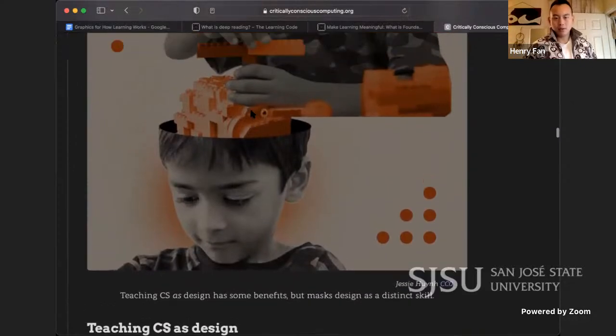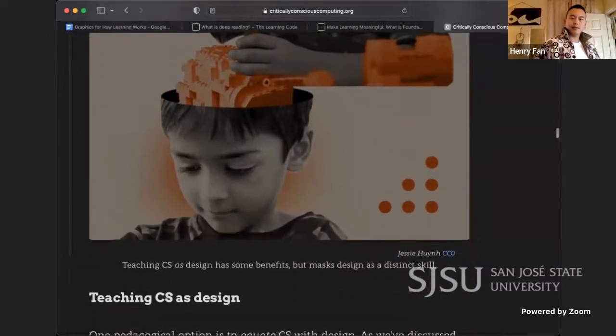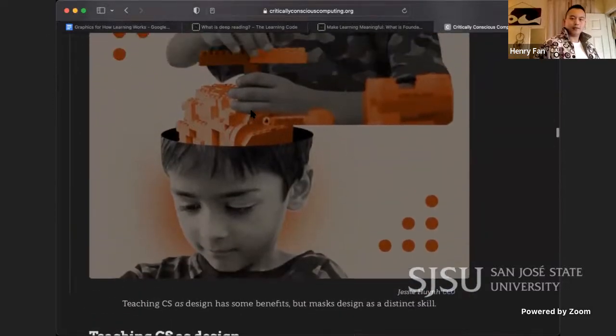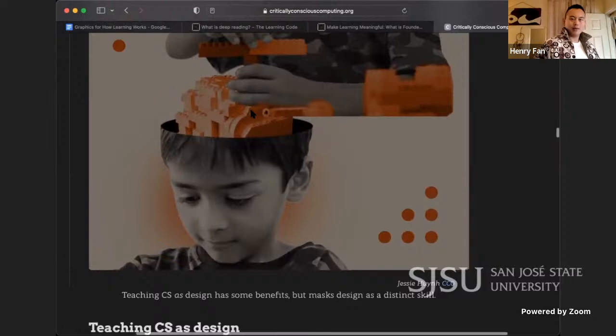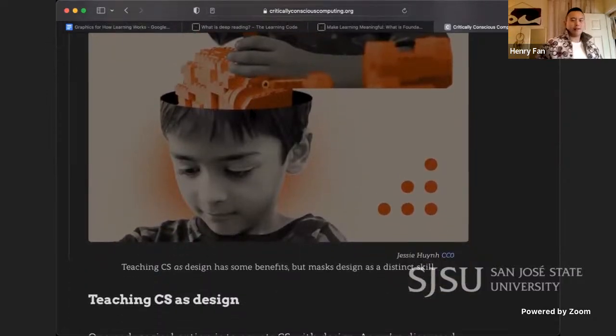The image shows a youth with his skull open, not gruesome, but the brain as Lego pieces, and perhaps the same youth manipulating those Lego pieces. The caption to this image by Jesse Queen is, "Teaching CS as design has some benefits, but masks design as a distinct skill."